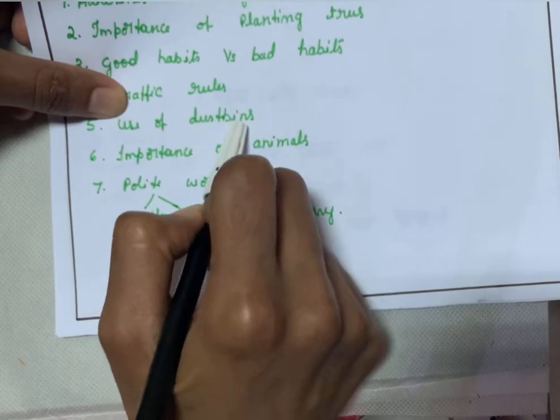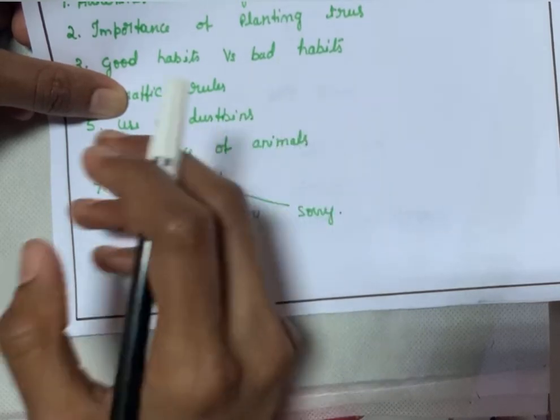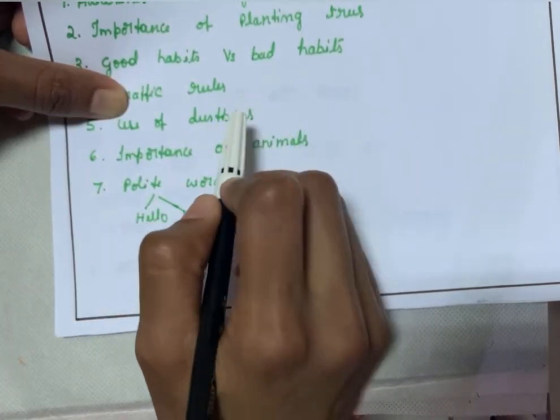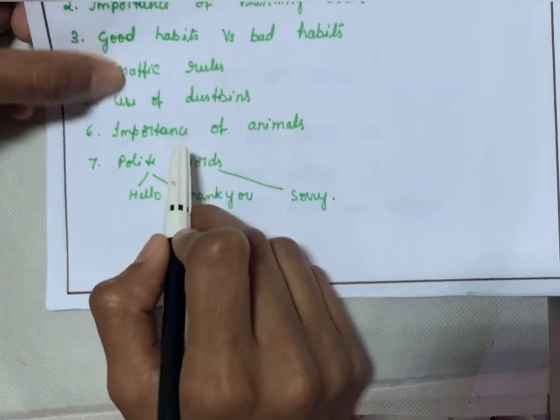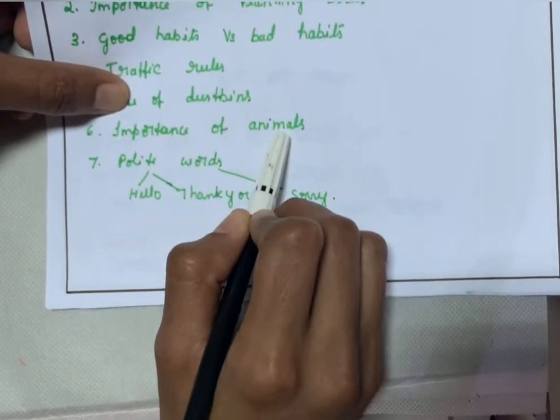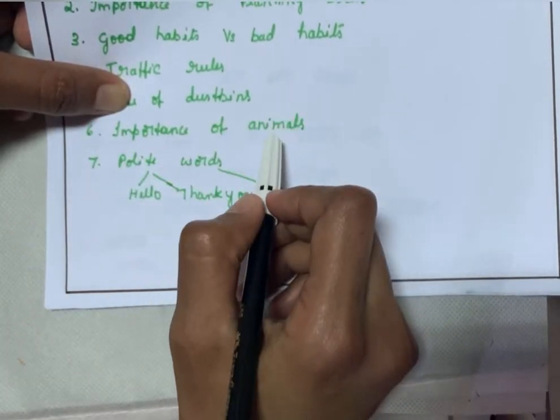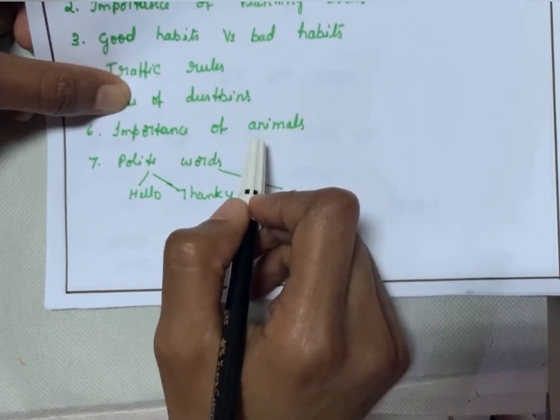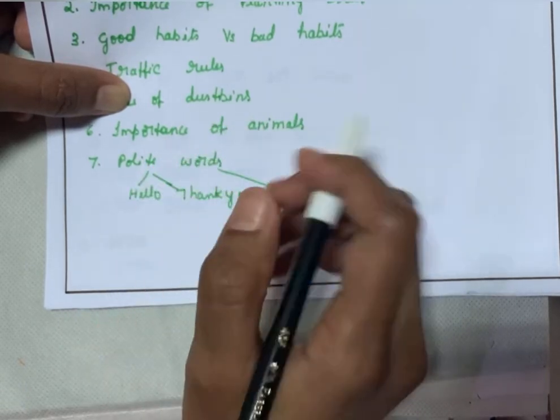What does green color indicate, what does red color indicate, all these you can explain to them. Next, use of dustbins. We should not throw garbage everywhere, we should use dustbins. All these you can explain to them. Then importance of animals, why animals are important for our lives, why the cow is important. All these you can teach them.